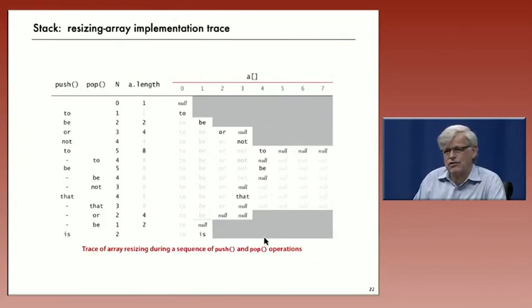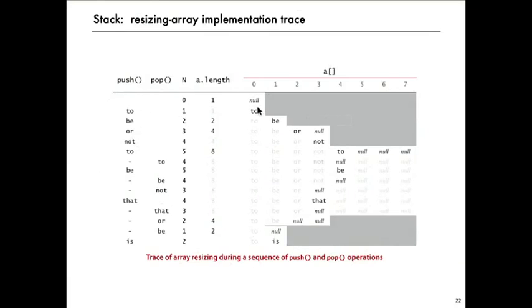So here's just what happens to the array for our small client example. And you can see at the beginning it doubles from 1 to 2 to 4, but once it gets to 8, it stays at that size for a while, even though there's some operations. And it doesn't shrink back to 4 until after there's only 2 items in there, and then it shrinks and so forth.